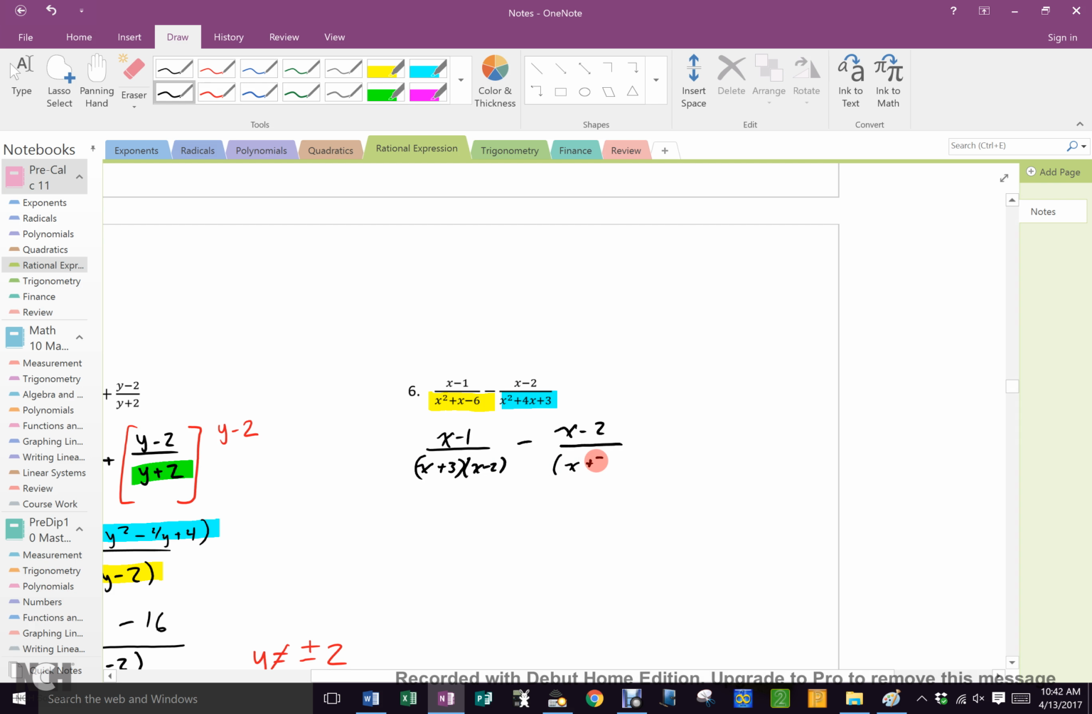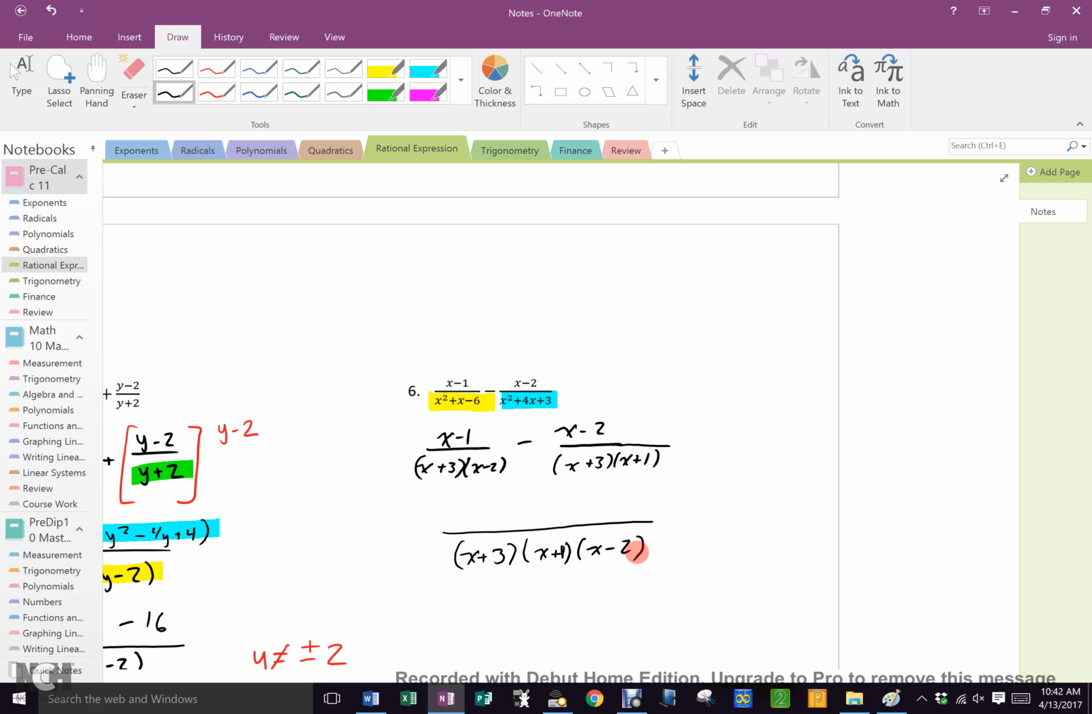X plus 3, x plus 1. Yes? So now I need my common denominator. What are all the components of the denominator right now? There's an x plus 3. There's an x plus 1. Forgot the 1. And there's an x minus 2, correct? Does that cover all parts of my denominator? I've already covered the plus 3.